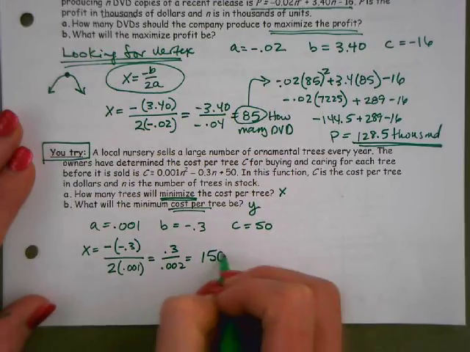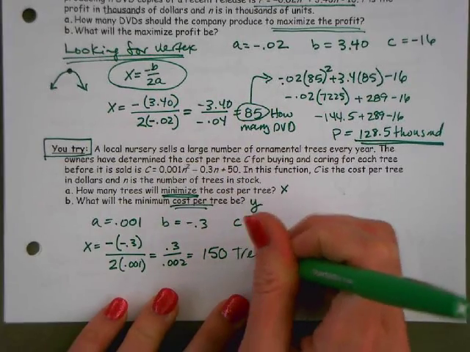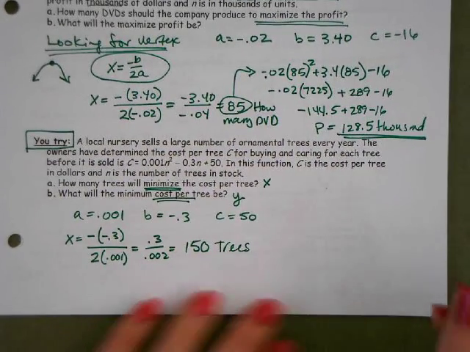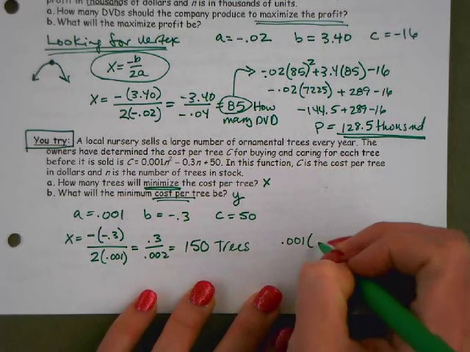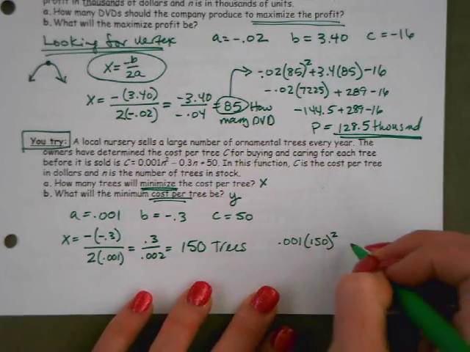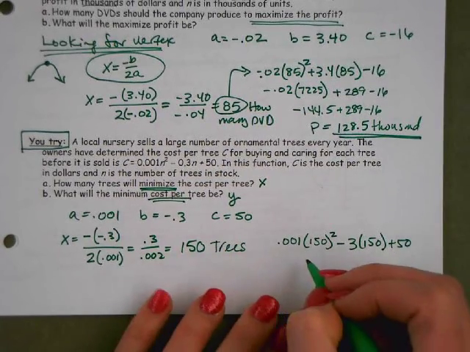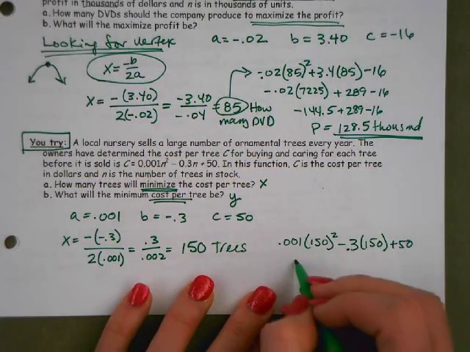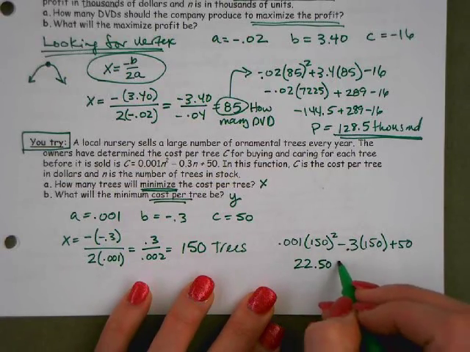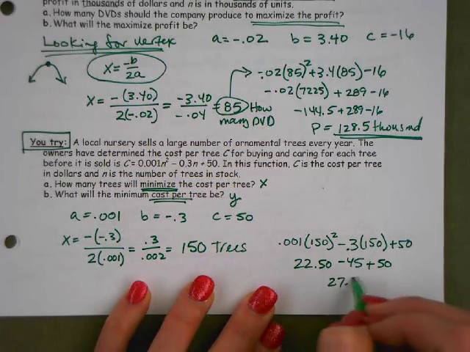Okay? So you take 150 trees, and you figure out their cost, and that's going to be 0.001 times 150 squared minus 0.3 times 150 plus 50. Then I have, this becomes 22.5, and that's minus 45 plus 50, so it's 22.5 plus 5, which is 27.5. So to minimize the cost per tree, you want to sell 150 trees at $27.50.